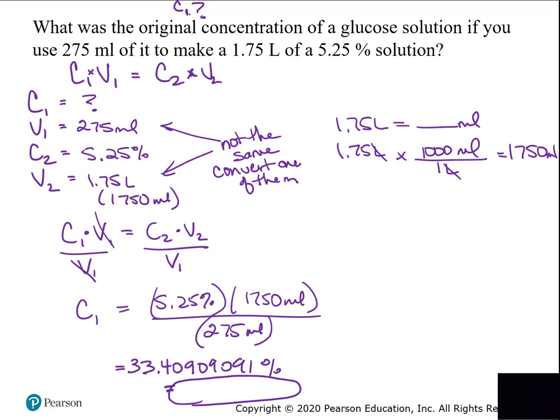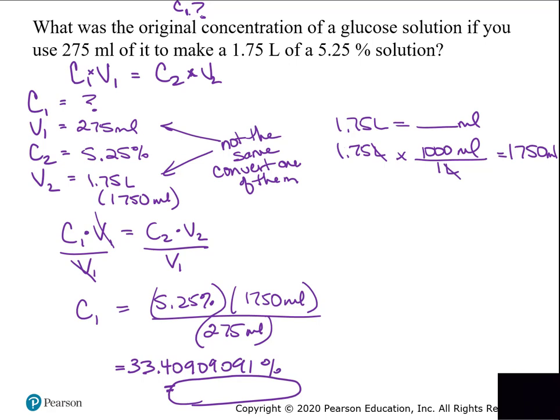So C2 is 5.25%, V2 is 1,750 milliliters, divided by V1, 275 milliliters. When I hit equals, I got 33.4090991. Some of you got 0.33409, so you didn't add the zero to the 1,750. 1.75 times 1,000 is going to move the decimal place 3 places, not 2.